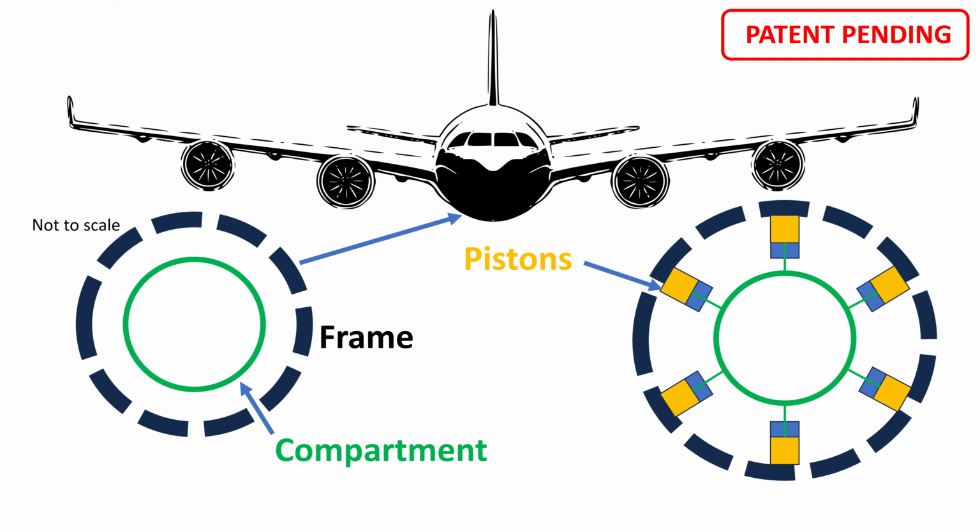The fuselage of an air vessel can be broken down into two sections, the frame and the compartment. Pistons can be mounted between the frame and the compartment to displace and compress air or hydraulic fluid to restore energy back into the system, in addition to dampening the effects of turbulence.